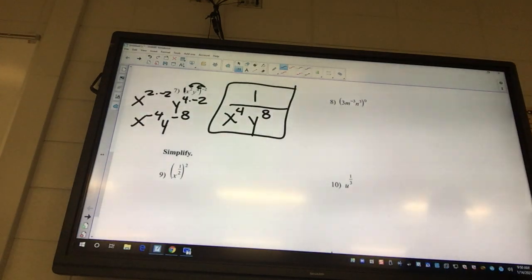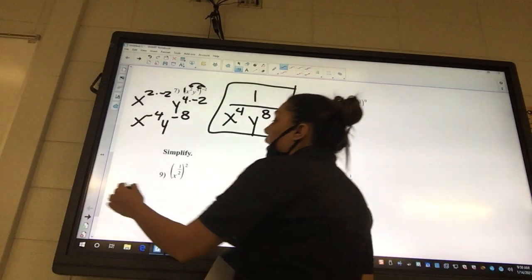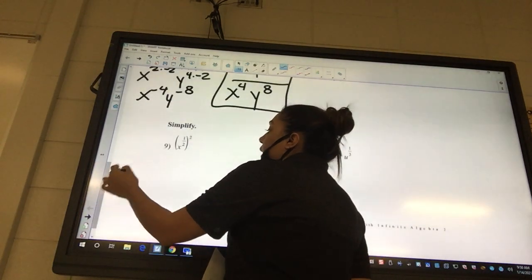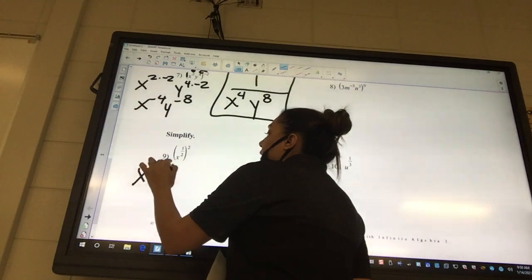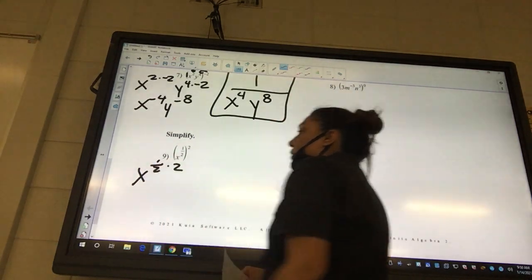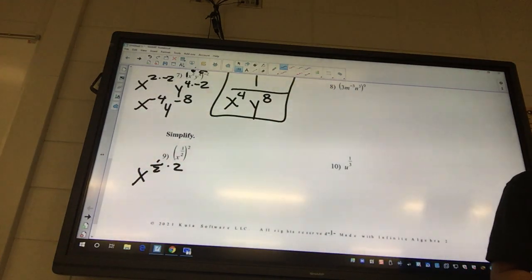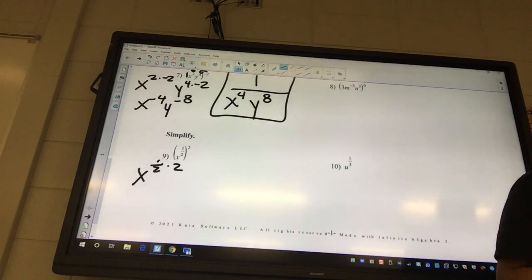Okay, now, don't be intimidated by the fractions, it's the same as everything else. So we have x, and it's going to be 1/2 times the number outside, which is 2. Well, what's 1/2 times 2?